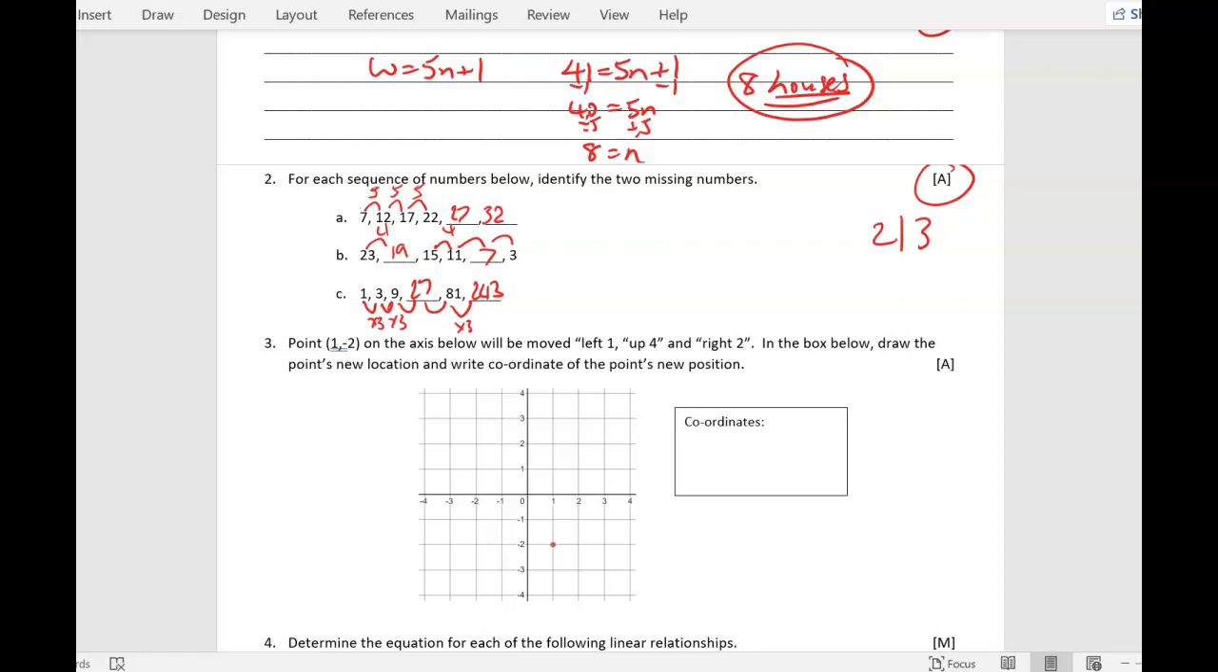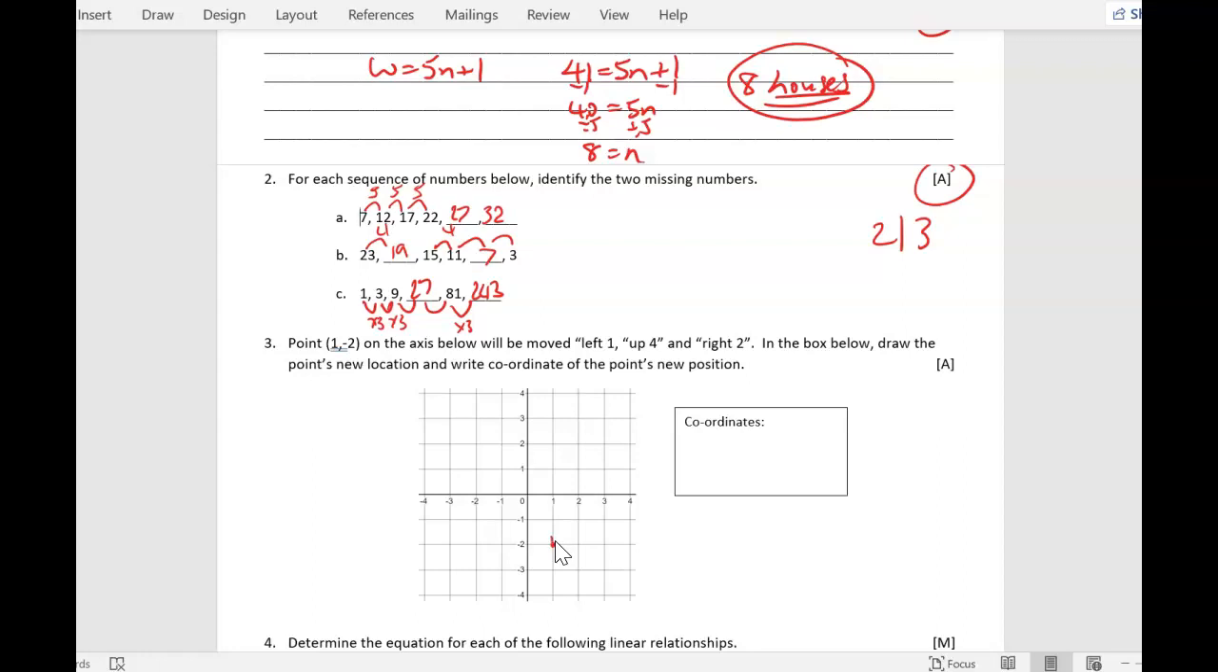So question 3 about translating a coordinate. So point 1, negative 2, that's this point down the bottom here. That's on the axis. It's been moved left 1, up 4, right 2. In the box, draw the point or the new location, and then write down the coordinate.